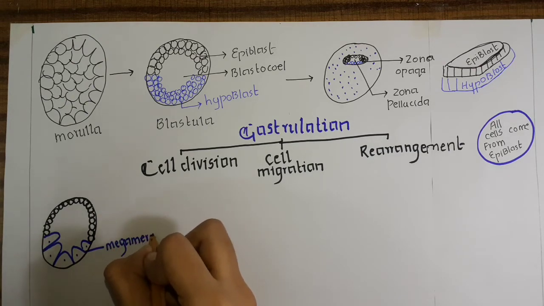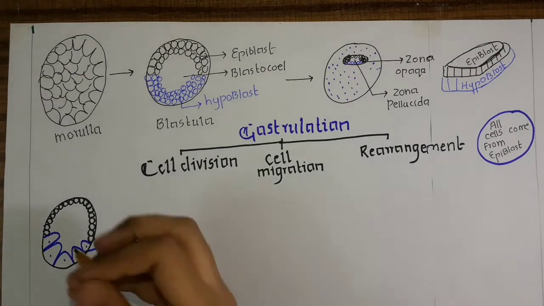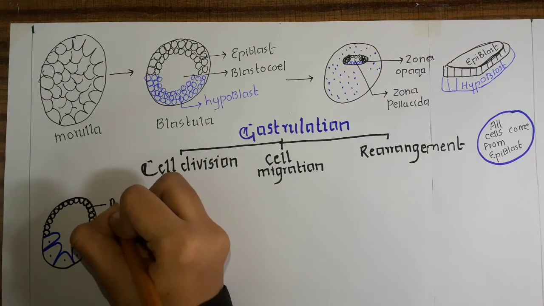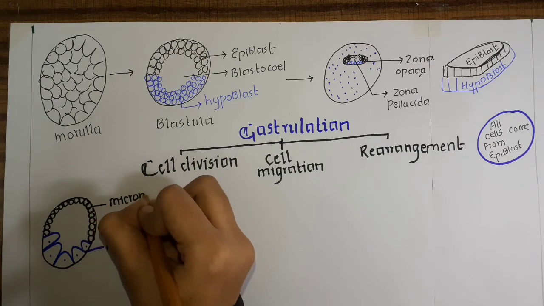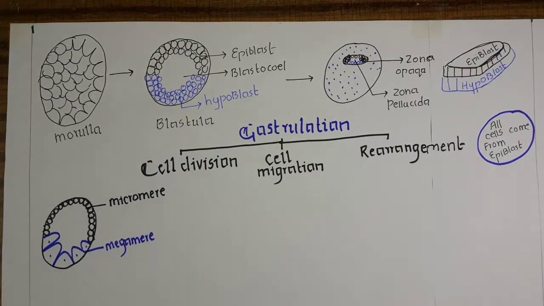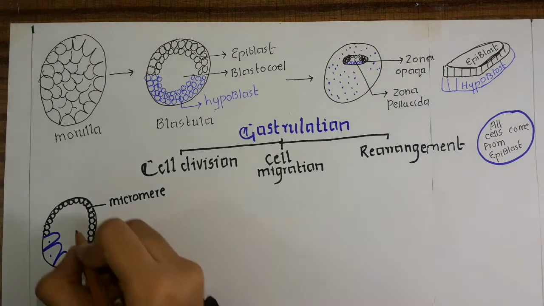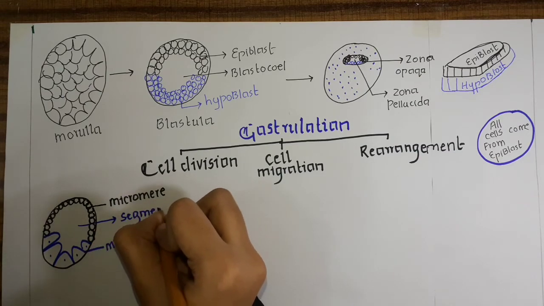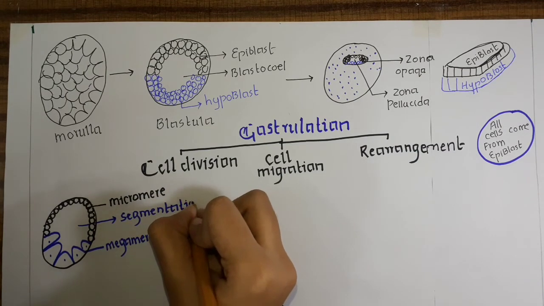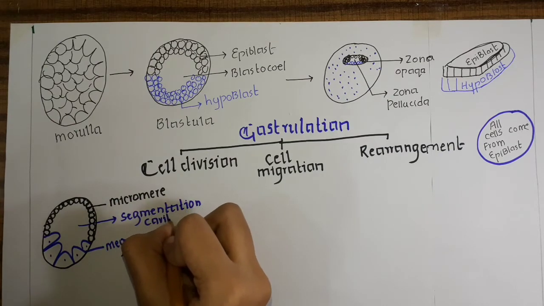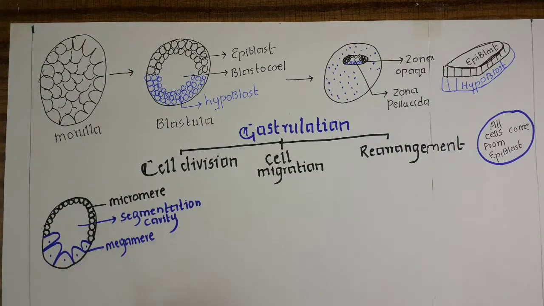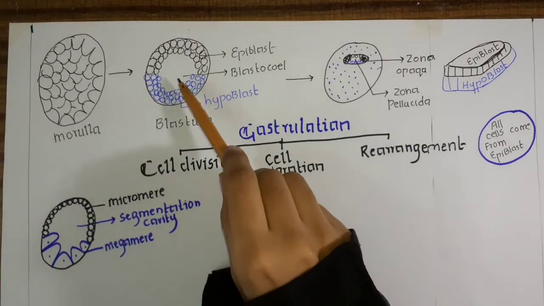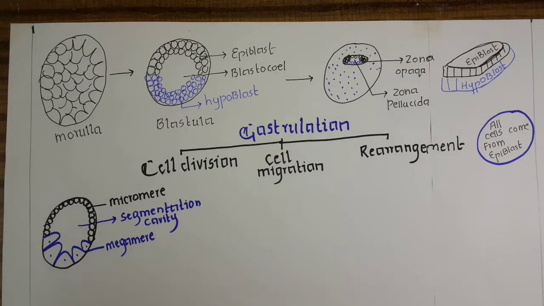into an upper and a lower layer, but the upper one has smaller cells called micromeres, and the lower one has large cells called megameres. And these two layers are separated by a cavity, so it is called the segmentation cavity. So now we can say the segmentation cavity in the frog and the blastocele in the chick are almost the same, because here segments are formed. The upper layer has small cells, micromeres, and the lower layer has large cells, megameres. Segments are formed, so it is called the segmentation cavity.